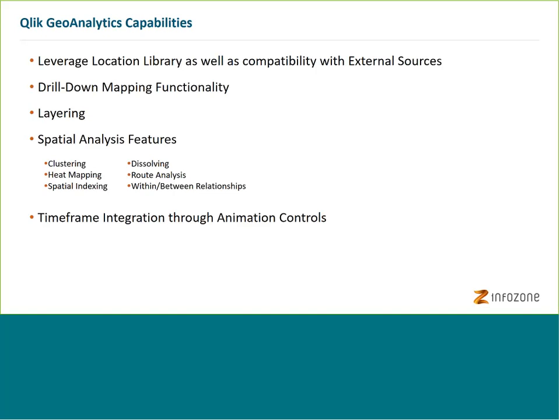It has many spatial analysis features. For example, some of the ones listed here: clustering, heat mapping, spatial indexing, dissolving, which is what we're going to demo later with custom geographies, and then route analysis with in-between relationships. You can utilize all these to give spatial analysis to your maps and visualize exactly what you want.